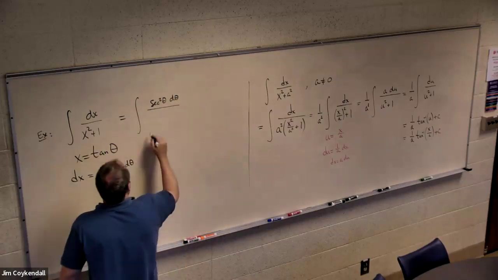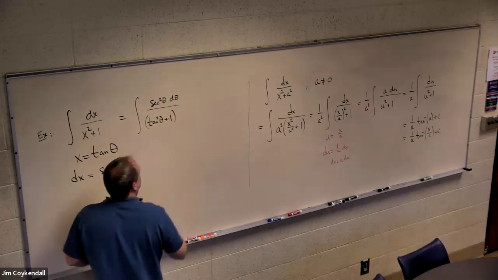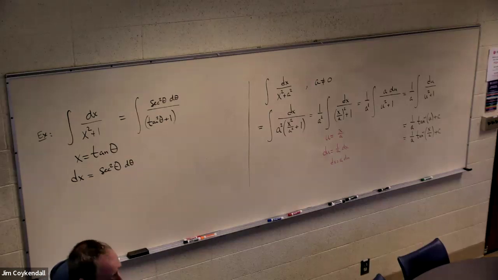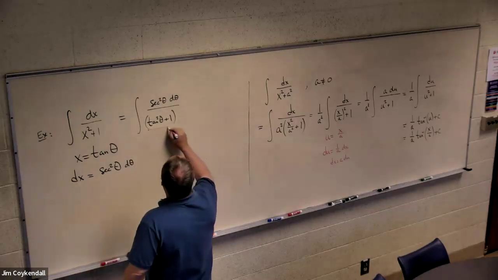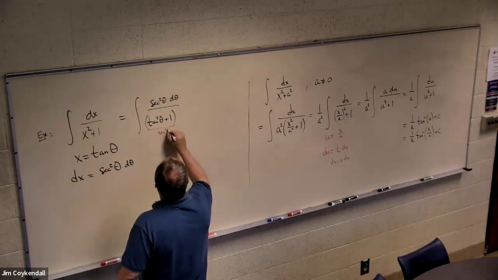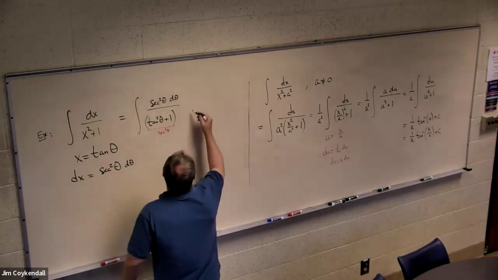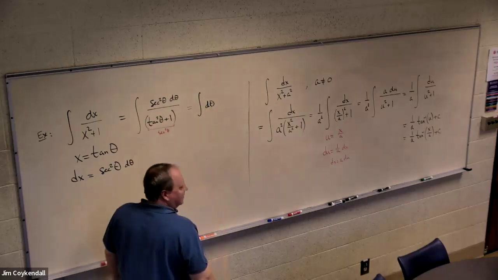And what do we get on the bottom? I get tangent squared theta plus 1, which looks like I've made it worse, but I haven't. Does anybody know another name for tangent squared theta plus 1? Right, this is secant squared theta. And notice the secant squareds cancel. Okay, so it's 1 d theta.